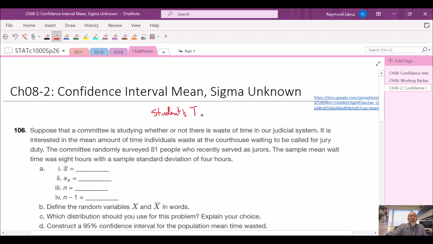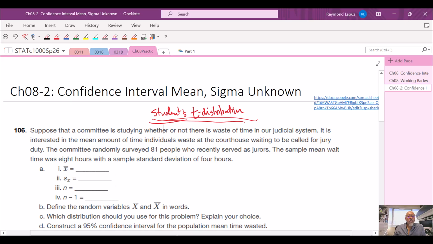Student's t distribution. And I think the t is usually lowercase, so let's get that. And Student is a pseudonym for this mathematician, statistician, Gossett, who worked for Guinness. A little side note. And then we'll throw in the formulas as needed.